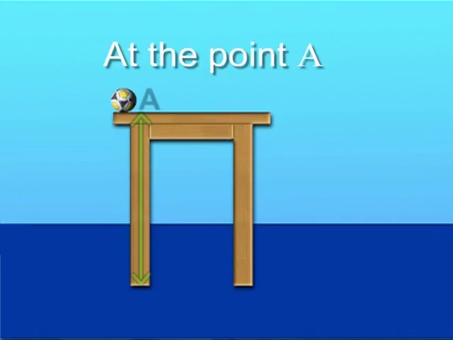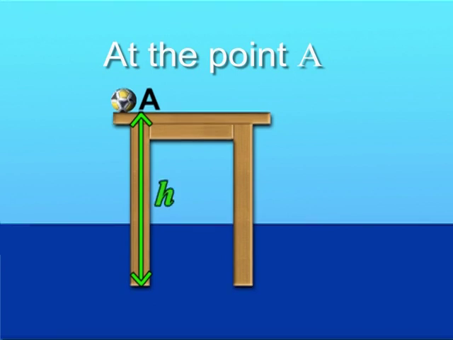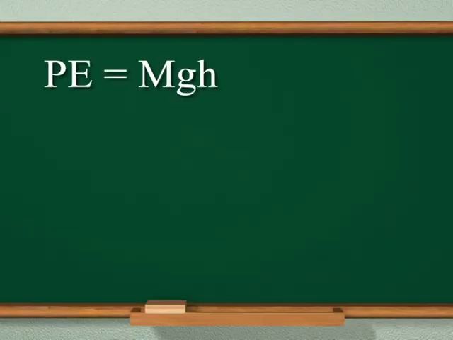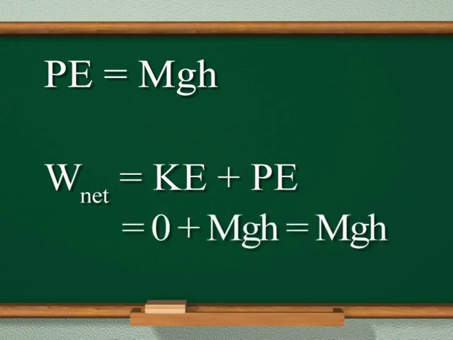Since at point A the body is at rest, its initial velocity is 0. Therefore, the kinetic energy of the body at A is 0, while the potential energy of the body is equal to mgh. Therefore, the total mechanical energy at the point A is W net equals kinetic energy plus potential energy, which is equal to 0 plus mgh, which is equal to mgh.